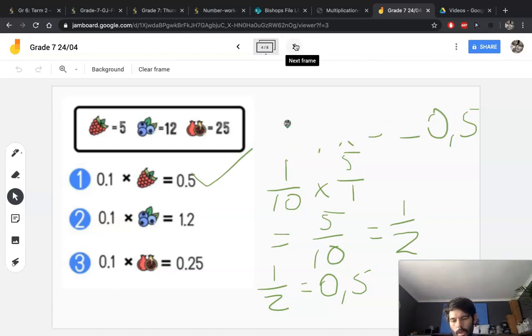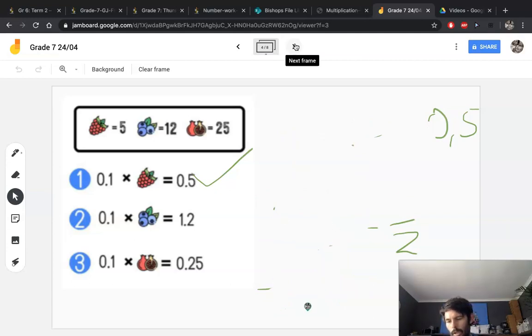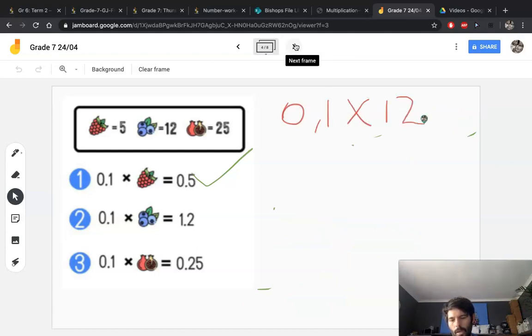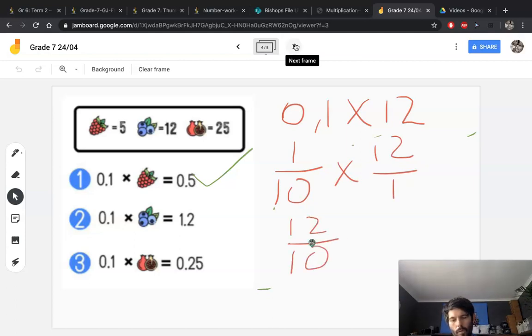Your second one is 0,1 multiplied by the blueberries. Let's chuck that into a different color. So 0,1 multiplied by 12. And again, if you wanted to prove it, then we could have 12 over 10. And we know that 12 divided by 10 is 1,2. So we'll give that a nice red tick. So you should be thinking to yourself straight away that C is incorrect, but it's always good to prove it.